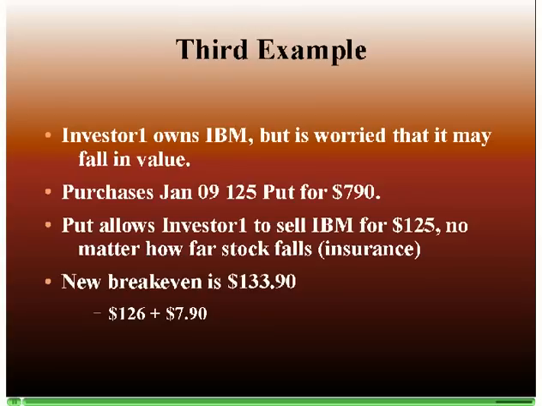For our third example, let's look at an investor who already owns IBM stock. She is concerned IBM may fall in value. Therefore, she pays $790 to purchase a January 2009 put with a $125 strike. This put allows her to sell her stock for $125 no matter how far IBM falls. Therefore, this acts as a form of insurance on her stock. However, assuming she bought IBM at $126, she doesn't make a profit until IBM reaches $133.90, $126 plus $7.90.